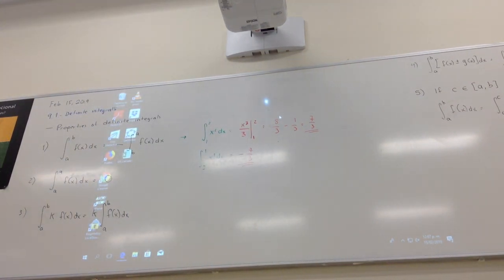Number two is when you have a function integral where the limits are exactly the same, from a to a. The answer to that integral is always going to be equal to 0. Why? Because when you subtract the same numbers, the answer is going to be 0.